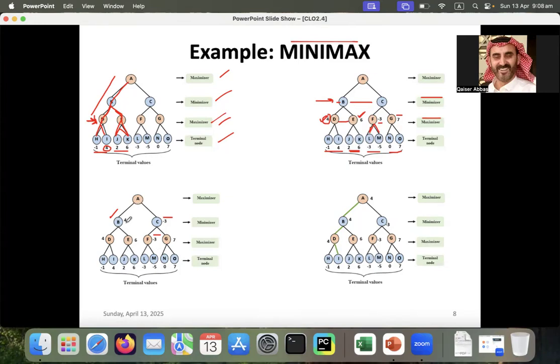Similarly, in the next diagram, from these two successors, what will A accept from 4 and -3? 4 is the maximum value. This is the level for the maximizer, so it will accept 4. And where is this 4 lying? This 4 is lying here. So this is the optimal route, you can say.